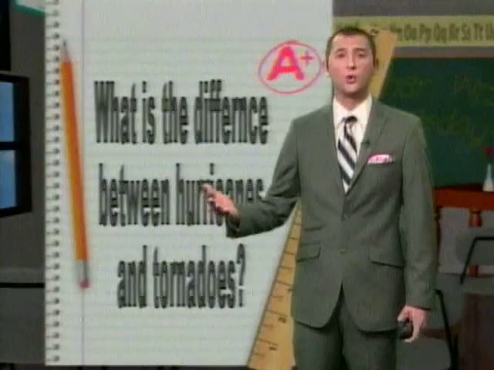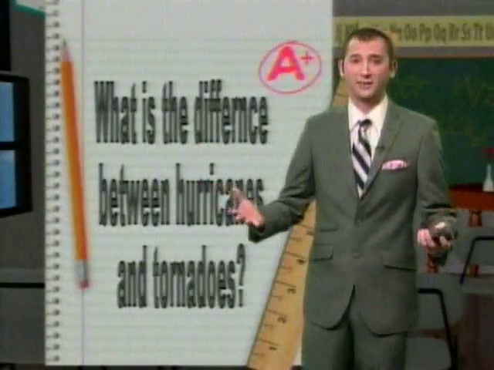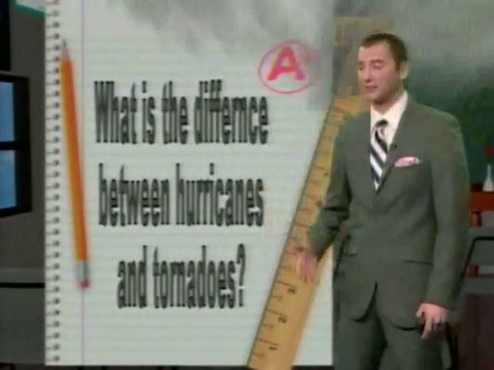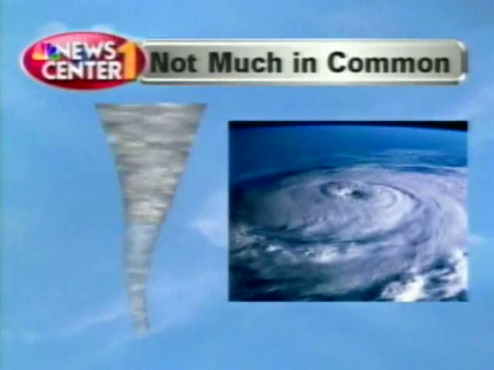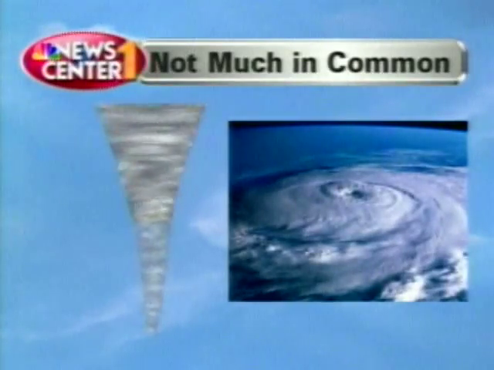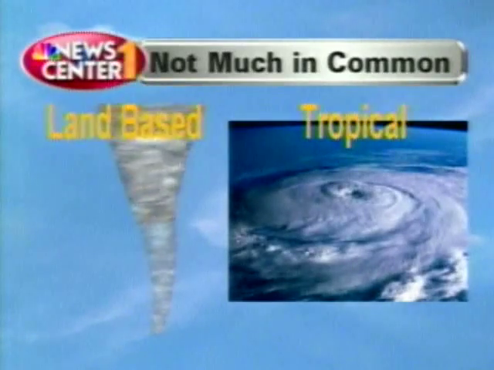But they're actually two very different types of storms. One is tropical and one is land-based. So they really don't have a whole lot in common as far as the difference between the two of them. But I'll try and break it down for you. I made this cool graphic. Obviously, the one on the right is a hurricane. The one on the left, a tornado. So to start off, like I said, a hurricane is a tropical storm and a tornado is land-based.